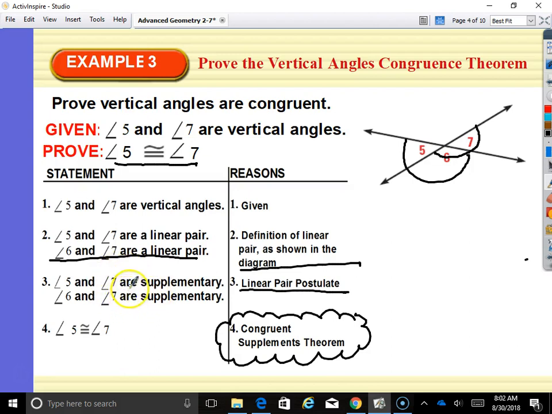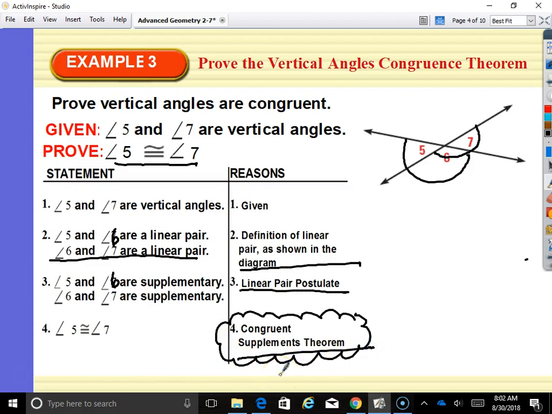Wait, did something get messed up here? It should be 5 and 7. This is a typo. Because the 6 overlaps, you would subtract it and you'd be left with 5 and 7, right? That's how you would have done it, all those extra steps. But instead of having to do those extra 3, 4 steps, you can just go straight from the fact that they're supplementary to the fact that they're congruent using the congruent supplements theorem.